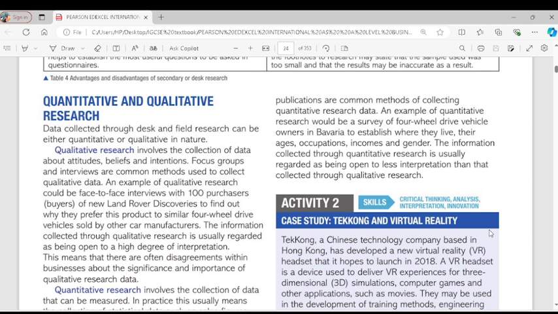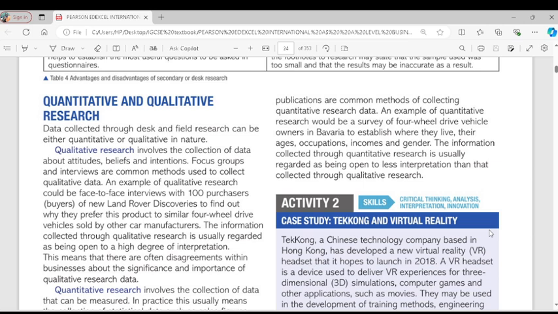The information collected through quantitative research is usually regarded as being open to less interpretation than that collected through qualitative research. For quantitative research, the difference between quantitative and qualitative research is this. For qualitative research, it has different interpretation. But for quantitative, it is less interpreted. Why? Because they are figures.